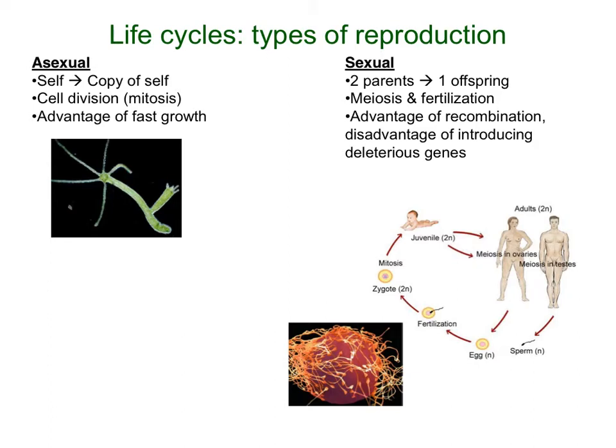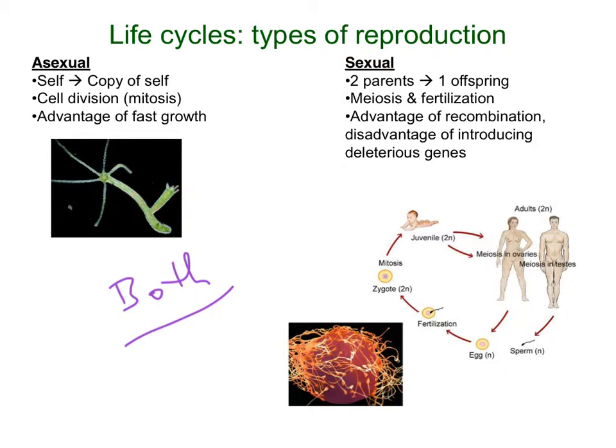Another important aspect of species life history strategy is the life cycle that it undergoes, which basically here we're talking about the type of reproduction. So some species reproduce asexually, some reproduce sexually, and some reproduce both asexually and sexually. In asexual reproduction, you have a self that pretty much just makes a genetic copy of itself, cell division through mitosis. And this has advantages of being able to grow really fast, like this little hydra here that can bud off individuals through mitotic divisions.